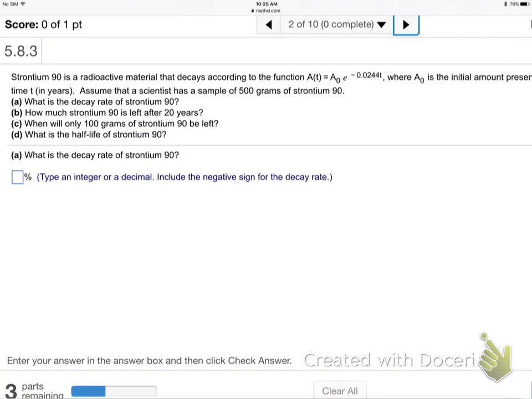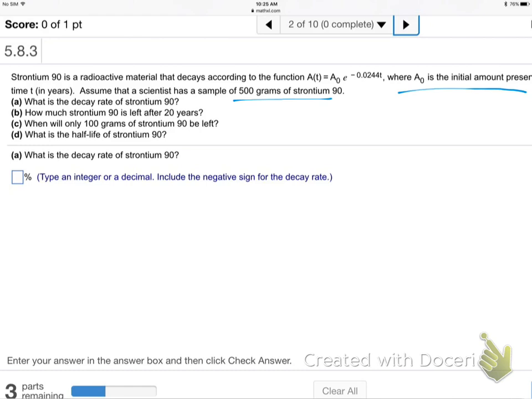Okay, so let's show this. Strontium 90 is a radioactive material that decays according to the function A of T equals that. They give me a formula where A0 is the initial amount present. Assume that a scientist has a sample of 500 grams of strontium 90.